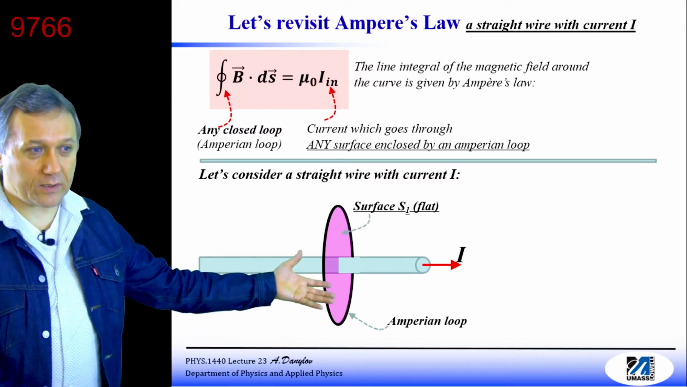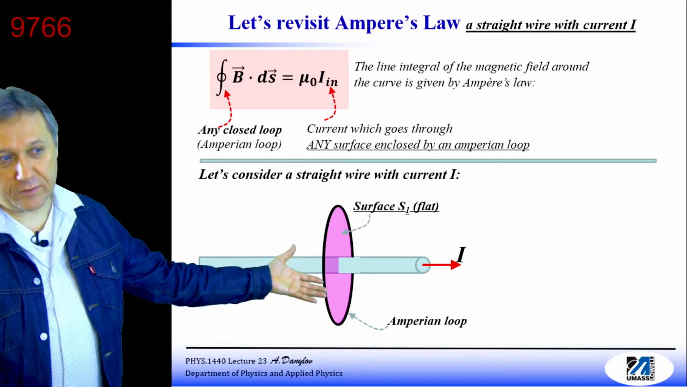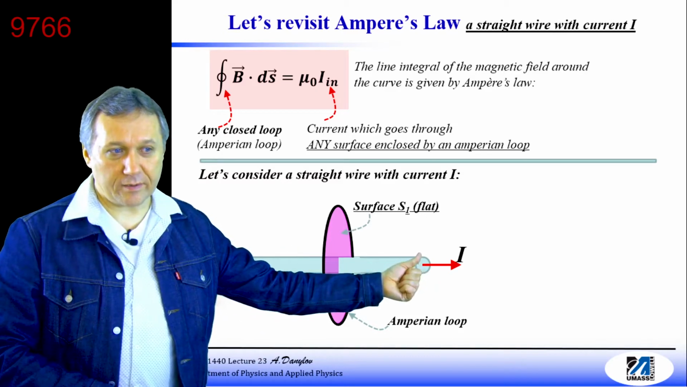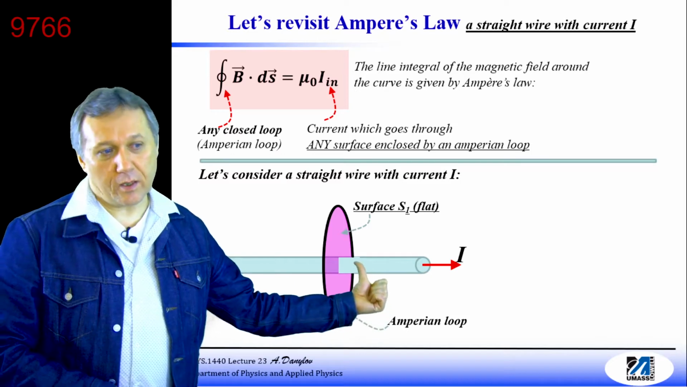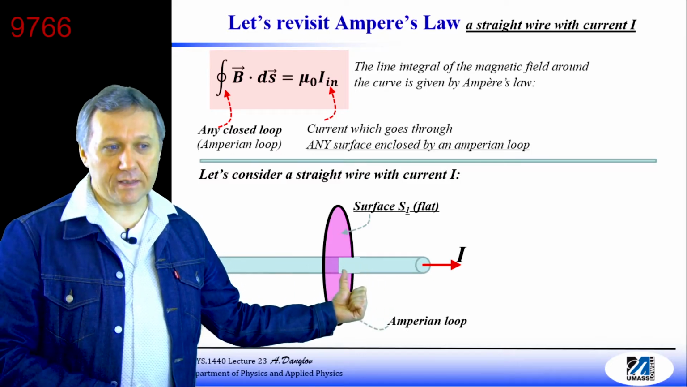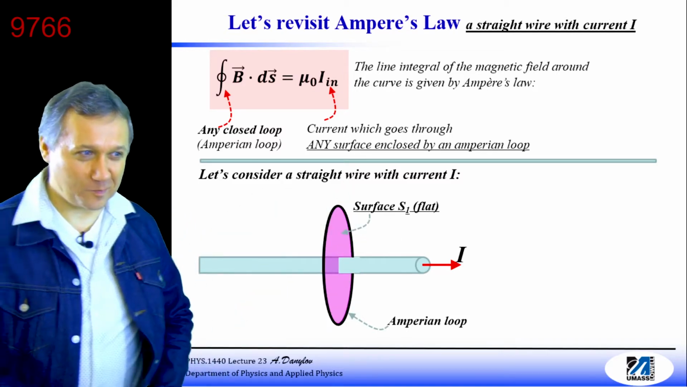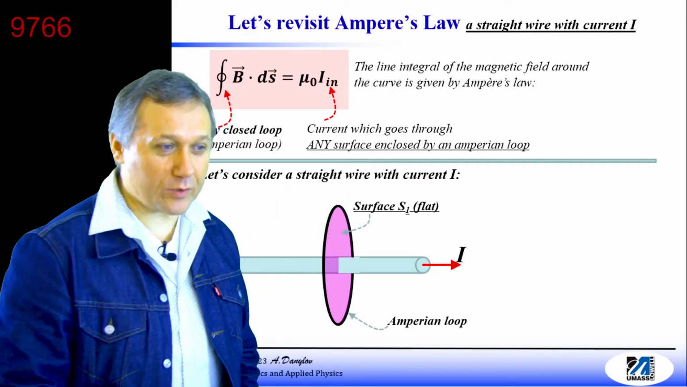Now the last step: which current physically crosses that surface? It's obviously that current I. That current I crosses this purplish surface at this point. So that's your enclosed current. Your I enclosed is I.